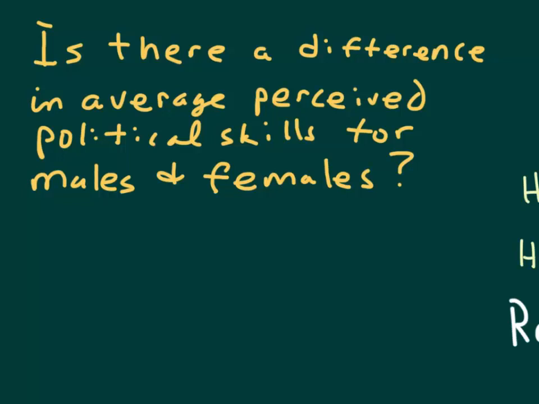So again, we want to know if there's a difference in the average perceived political skills for males and females. And by average there I mean population mean. If we get sample means, there's a very high chance that there's a difference between sample means, and we can just compute that. So our interest is the difference that we observe: is it something that could be due to random error, or is it very unlikely to be a function of random error and instead indicates a real difference between population means?